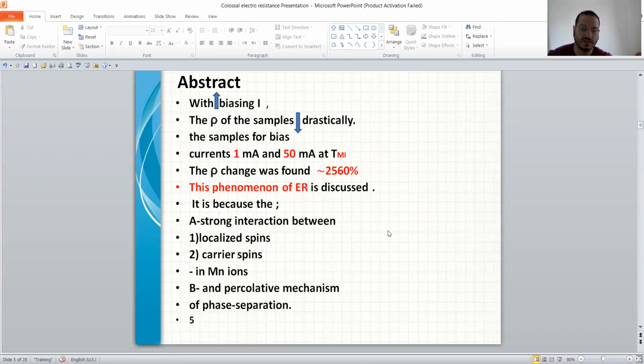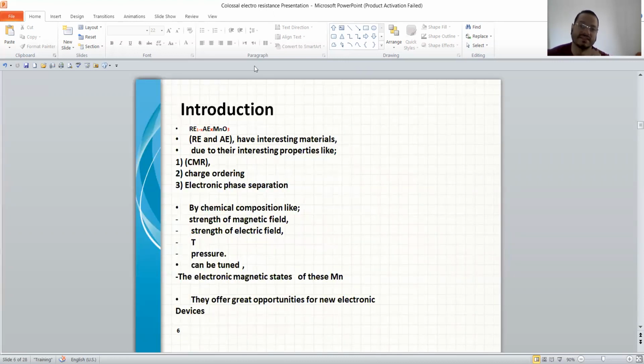To another slide. Now, same structure, but with the original form. This is the rare earth with 1 minus x, and the alkaline earth with x; all of them equal 1. All of these elements act as cations, and after that comes manganite oxygen.